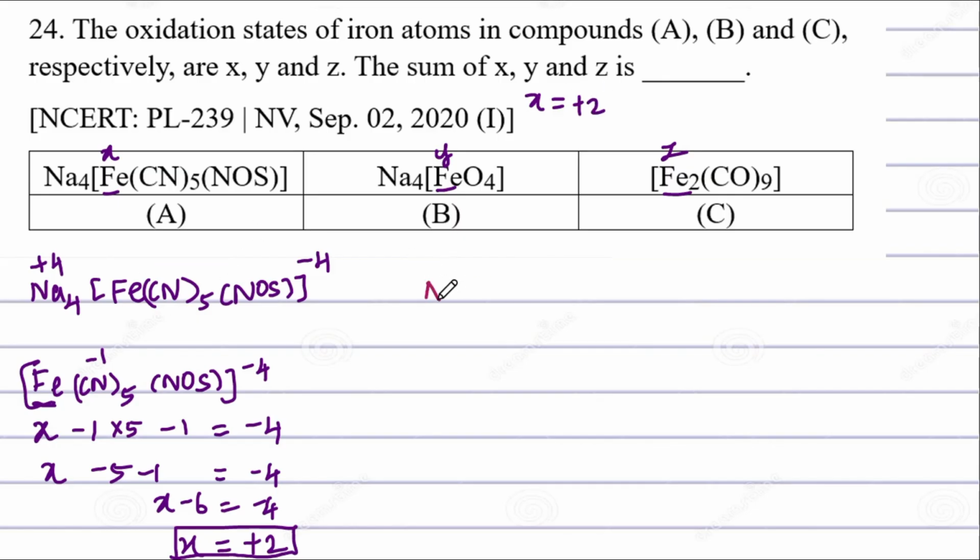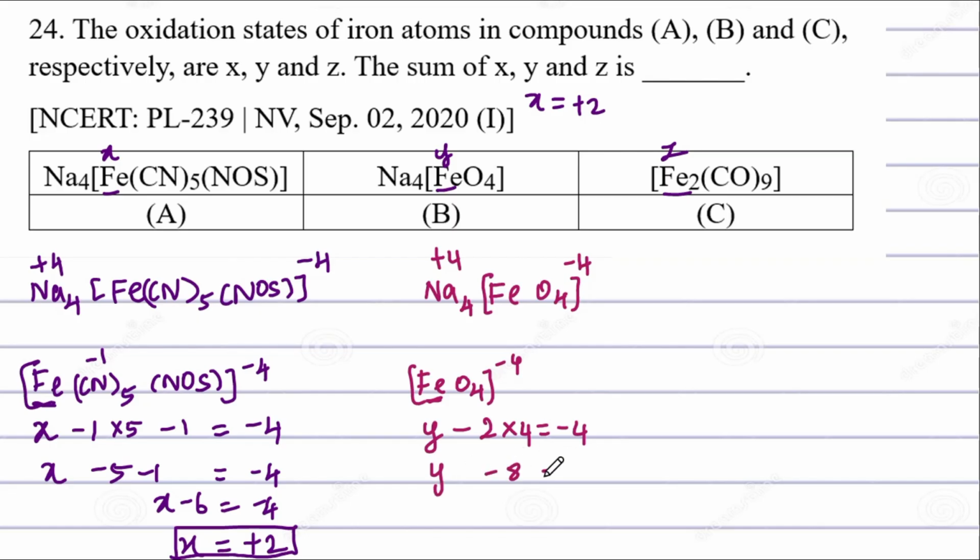The next compound is Na4FeO4. Again Na4 will have the charge of +4, so the other part will have the charge of -4. So FeO4 is -4, and the oxidation state of iron is Y. Y minus the oxidation state of oxygen, 2 into 4 atoms, equal to -4. So Y minus 8 equal to -4, so Y is -4 plus 8. The oxidation state Y is +4.